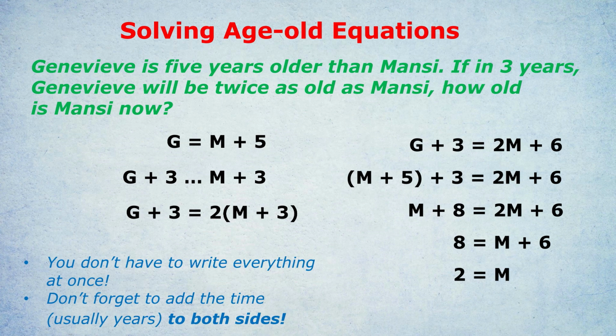If you have some time in the test, you can then check that you've got it right. 7 is 5 years older than 2, and in 3 years, the 7 will be 10, the 2 will be 5, and that's twice as much. If you don't have time, you just have to trust your algebra.